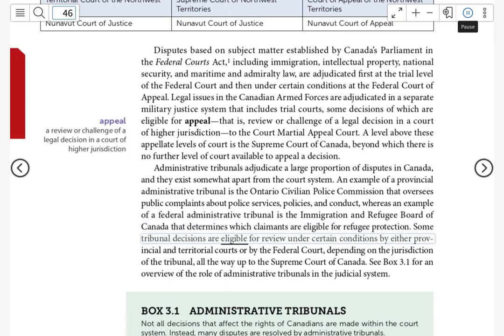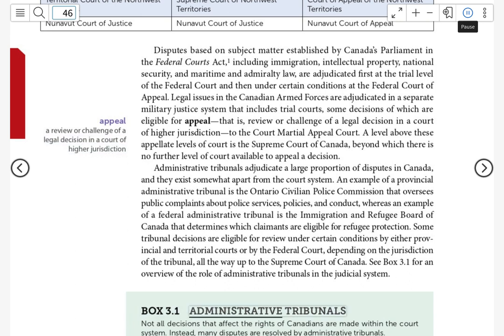Some tribunal decisions are eligible for review under certain conditions by either provincial and territorial courts or by the federal court, depending on the jurisdiction of the tribunal, all the way up to the Supreme Court of Canada. See Box 3.1 for an overview of the role of administrative tribunals in the judicial system. Appeal: a review or challenge of a legal decision in a court of higher jurisdiction.